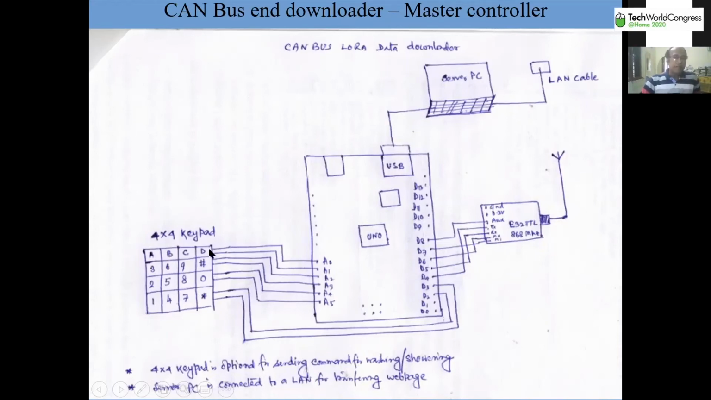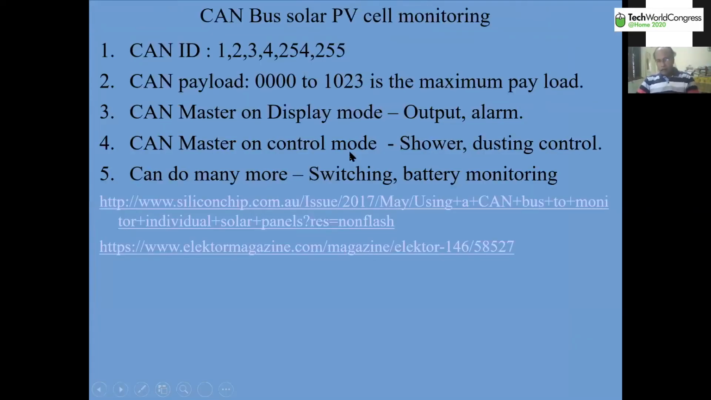And at the same time, these 4 keyboards will be connected to this master downloader controller. And if you punch in your keys here, this will be sent through this antenna, and it will be received by this CAN bus receiver, and it will be again relayed to these CAN bus nodes where it will start showering or dusting. And this slide will end here, and I'll go to the small doc file. There I'll tell you some more tricks.